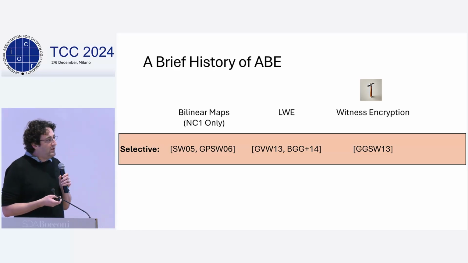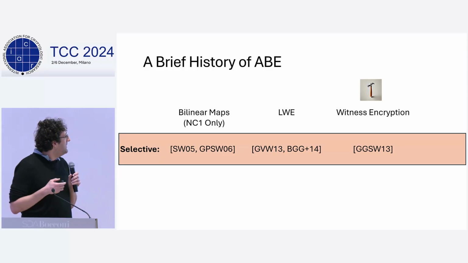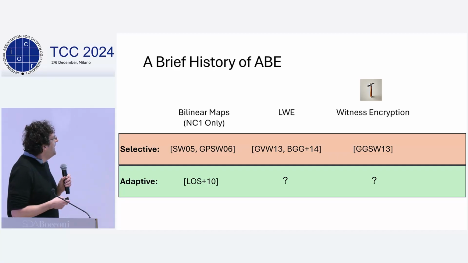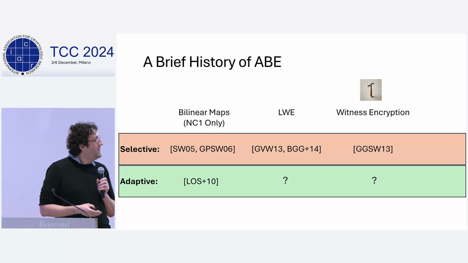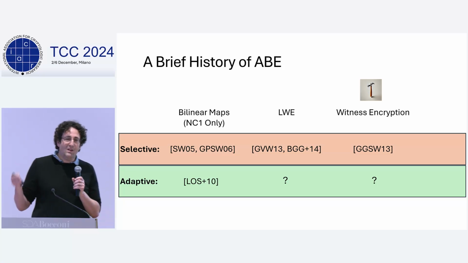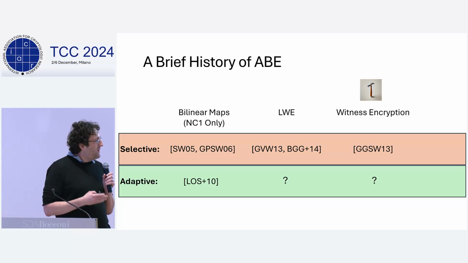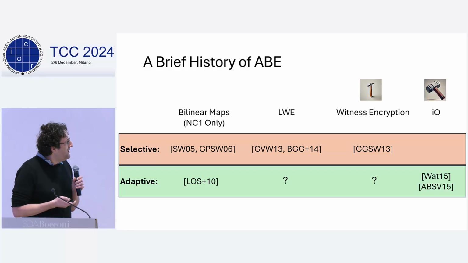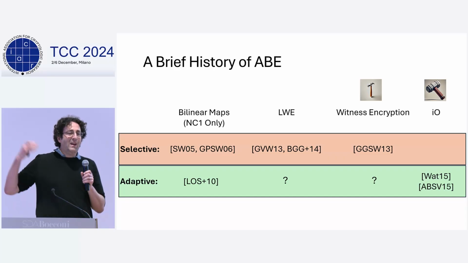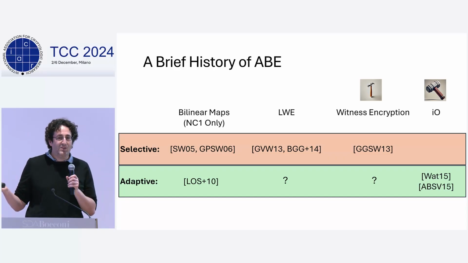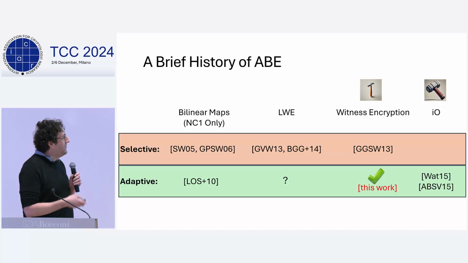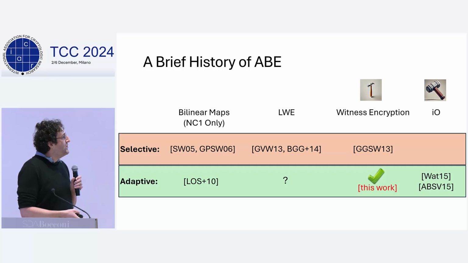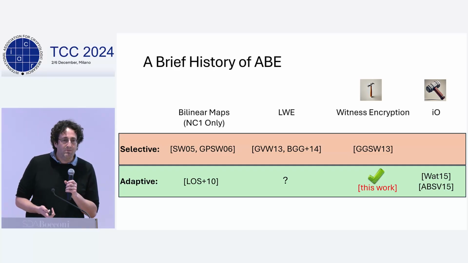And when it comes to adaptive security, much less was known. In particular, we do have a construction of adaptively secure ABE from bilinear maps for NC1 circuits. This is using something called the dual systems methodology. But when it comes to LWE or witness encryption, we did not know how to get adaptive security. We could only do it using an even heavier hammer called indistinguishable obfuscation, or IO. And so the main result of this work is to show how to get adaptive ABE for all circuits from just witness encryption rather than IO.